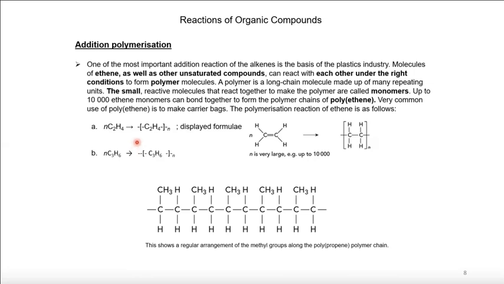So this polymerization reaction is as follows. And you see we can do the same thing with polyethylene and also propene. This is propene, and this is the reaction unit, and then this is the long chain polymer, polypropylene.